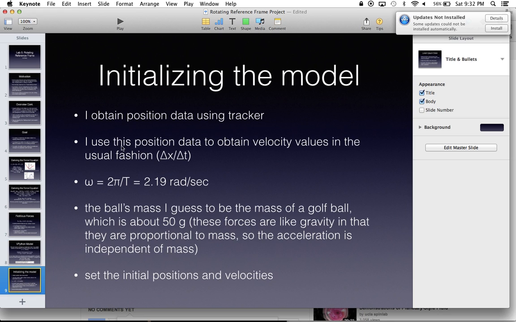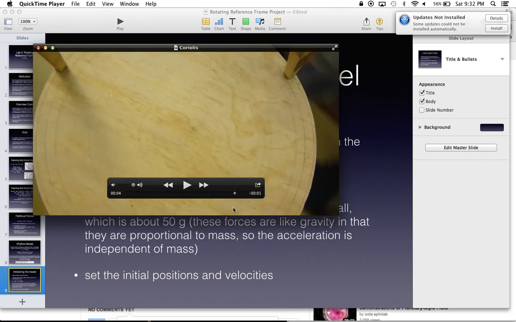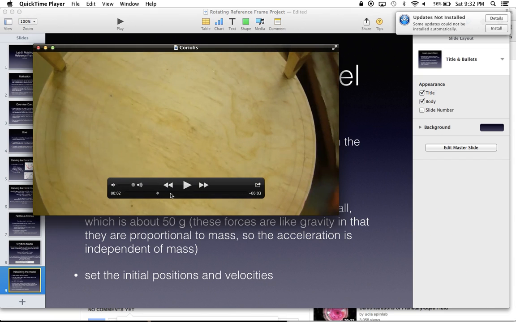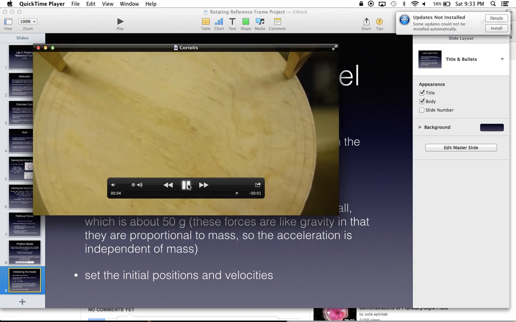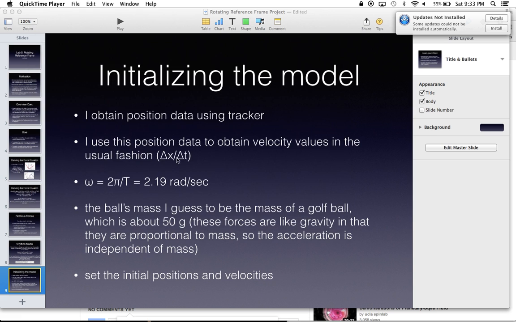So you initialize the model and obtain position data using Tracker from, again, this video of a turntable, where he puts a ball on, and that ball is what I want to analyze and predict. The angular velocity I measure is 2 pi divided by the period, which is 2.19 radians per second. The ball's mass I guess to be the mass of a golf ball, which is about 50 grams.